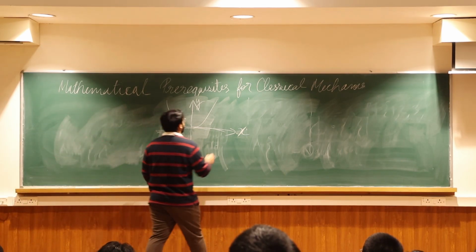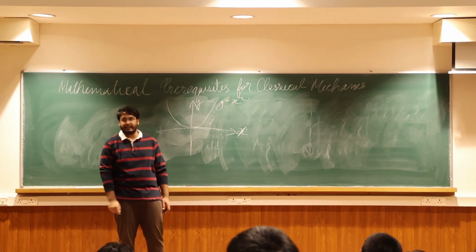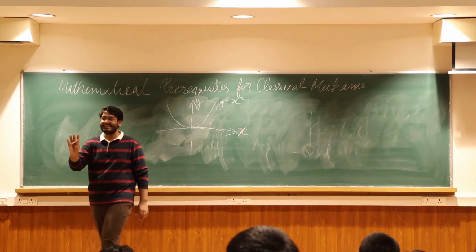So Harsh tells me that this is the graph of a parabola, and I claim that this is the graph of y equals x squared. I said that graph is the set of all points. You may say y.